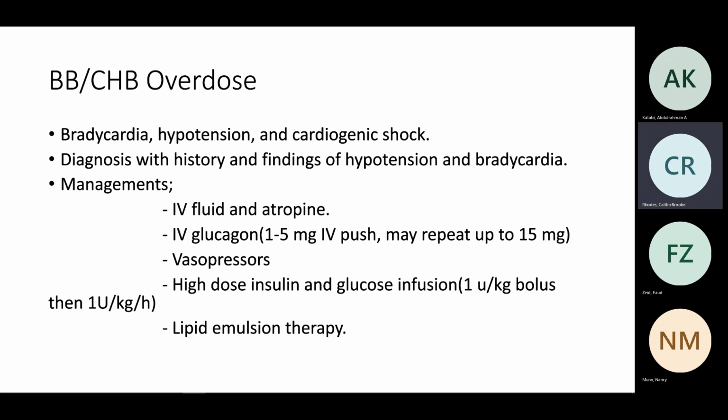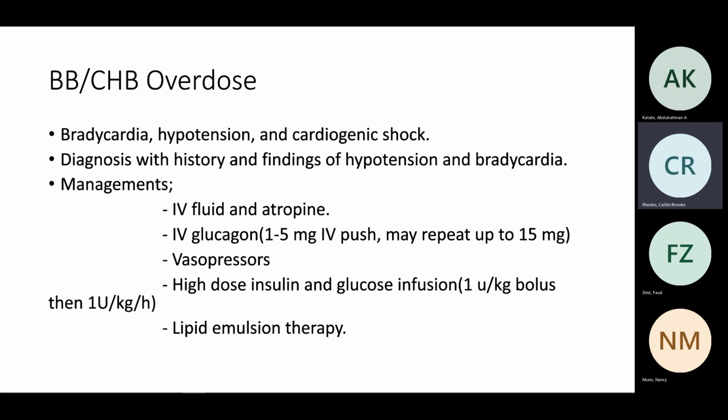You have to give fluid because of hypotension. You give atropine for the bradycardia, and with a beta blocker overdose, you give IV glucagon. That's your drug of choice. That's the first. Give 1 to 5 milligram IV push, and then you repeat up to a max of 15 milligram. If needed, you can do vasopressin, levo, and then high dose insulin and glucose infusion comes after.